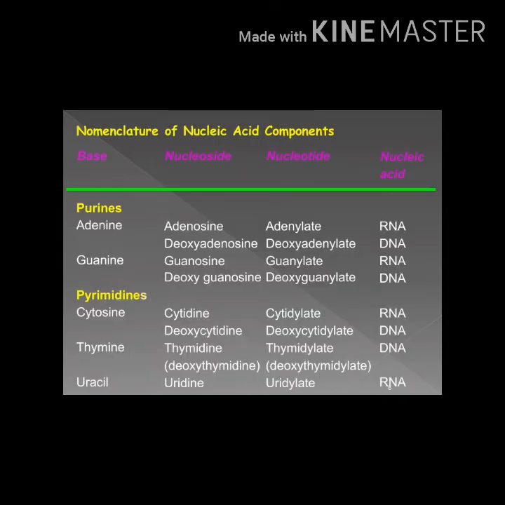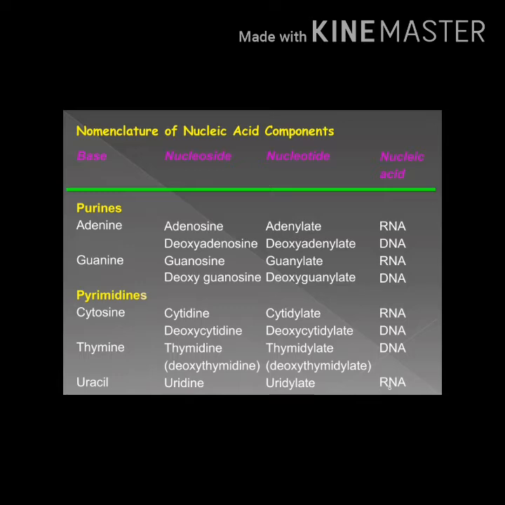Next, the nomenclature. If we take the basic nomenclature of nucleic acid and its components, for the base adenine, in nucleoside form it is known as adenosine or deoxyadenosine, and in nucleotide form it is known as adenylate or deoxyadenylate. Likewise, the second purine, guanine, gives guanosine or deoxyguanosine, and in nucleotide form guanylate or deoxyguanylate. So this is for purines.